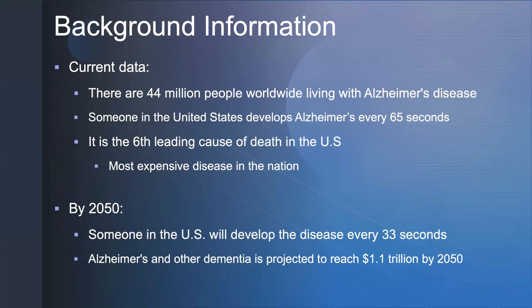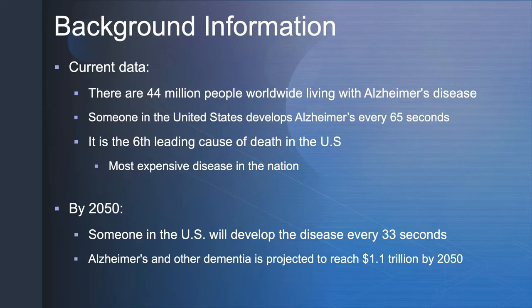A little background information about Alzheimer's disease. With the current data that we have, there are 44 million people living worldwide with the disease. Someone in the United States develops the disease every 65 seconds. Currently, it's estimated that there's 6.2 million Americans over the age of 65 with Alzheimer's. It's the 6th leading cause of death in the US, and it's also the most expensive disease in the nation.